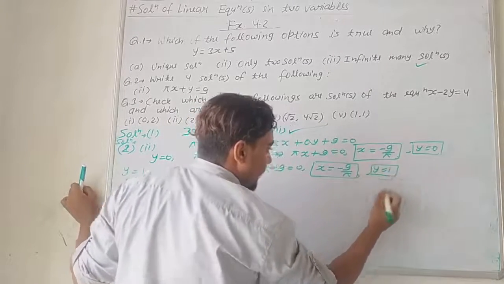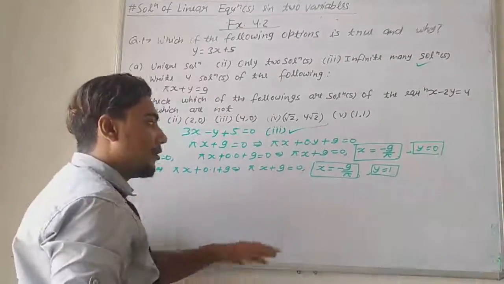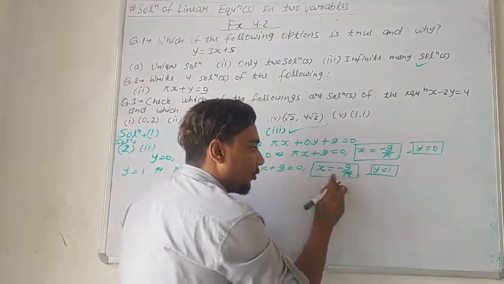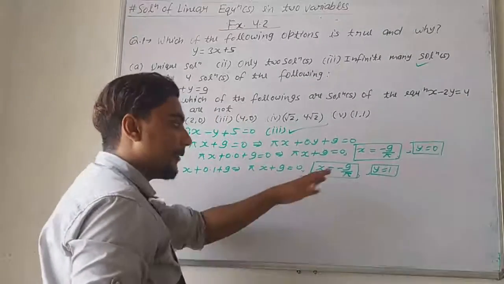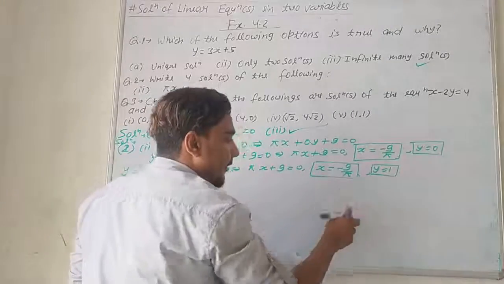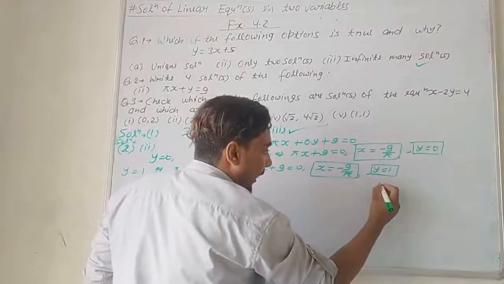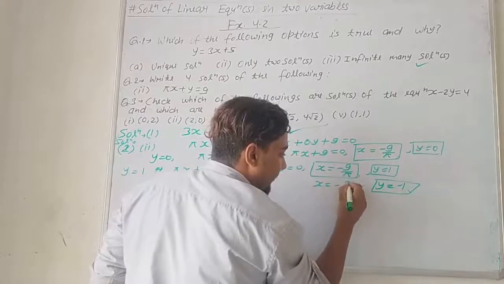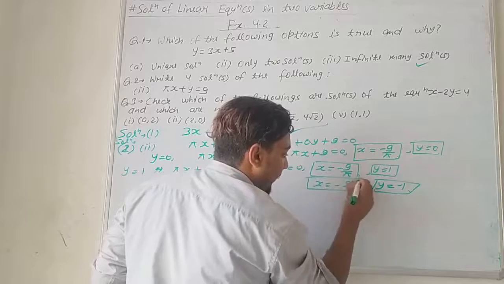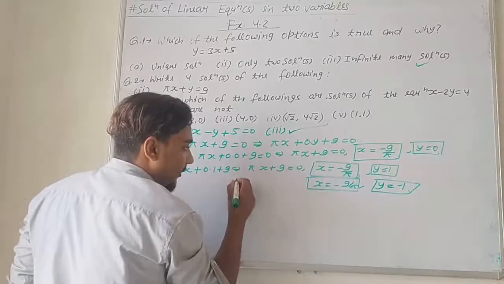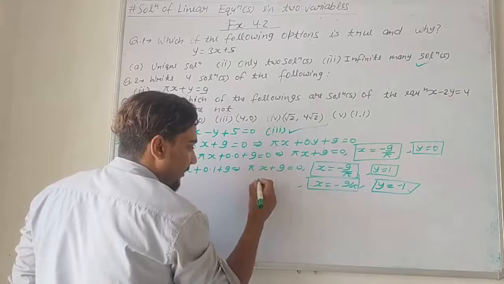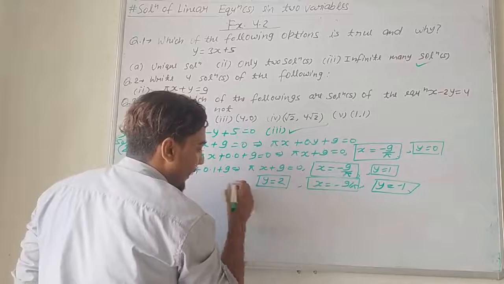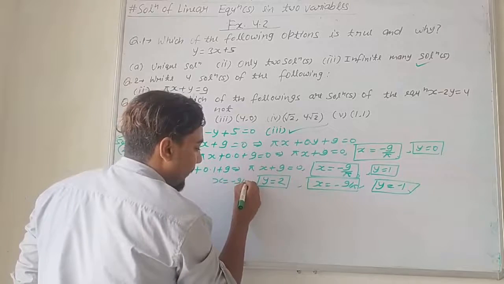We have to find four solutions. Again we take any value of y and the corresponding value of x comes out as minus 9 by pi. Similarly we can take y equal to minus 1. We will always get the corresponding x equal to minus 9 divided by pi. And for the fourth solution, let's say y is equal to 2, and the corresponding x equal to minus 9 by pi.